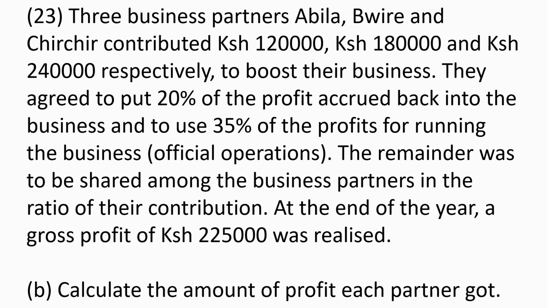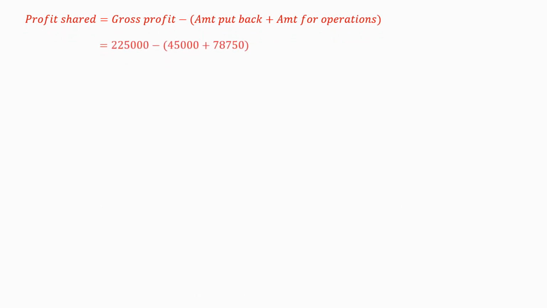Question 23, part B. Calculate the amount of profit each partner got. So to obtain the amount of profit each partner got, we first need to find the profit that was shared amongst themselves. And to do that, we have to subtract the 20% that was put back into the business and that 35% that was used for operations. And therefore, we have the profit shared is equal to gross profit minus amount put back plus amount for operations, which is 225,000 minus 45,000 plus 78,750, and that equals 101,250 Kenya shillings. That was the amount that the three partners shared.